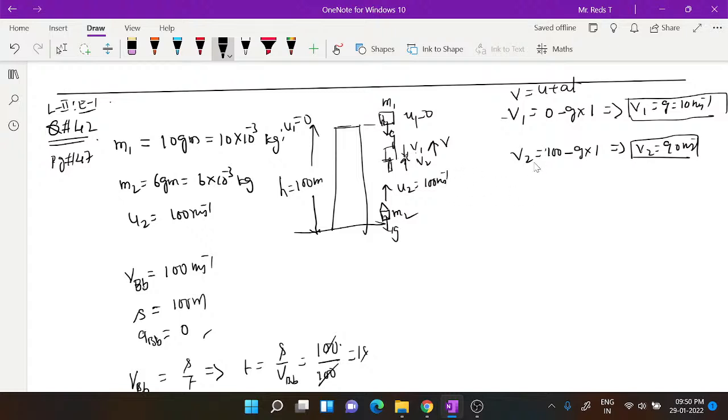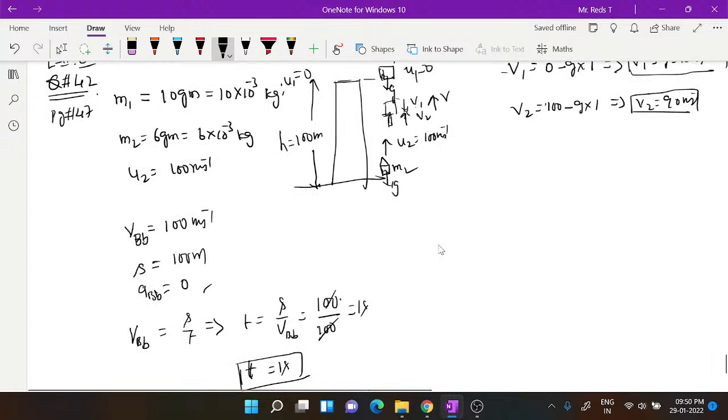Now, for this particular collision part, before collision and after collision, what you are asked to find should also be clear. It is mentioned that they collide when the block is moving down and the bullet is moving up, and they stick together and move with a common velocity. So this is the point. What is the common velocity is the question.